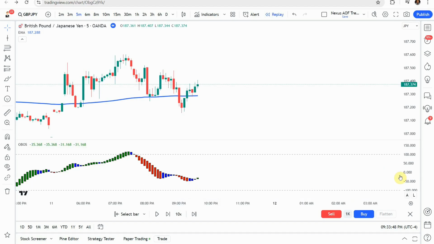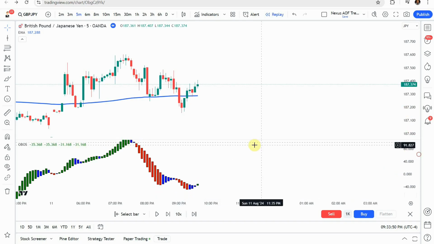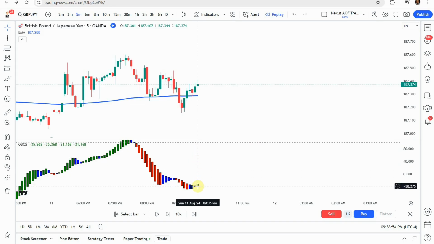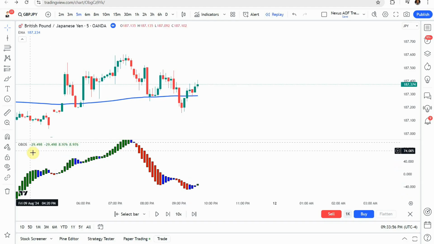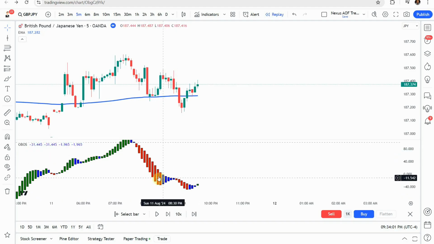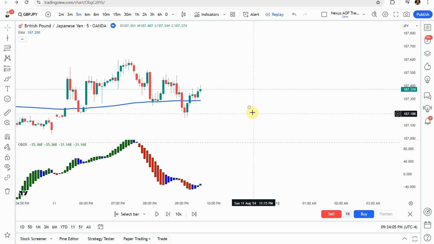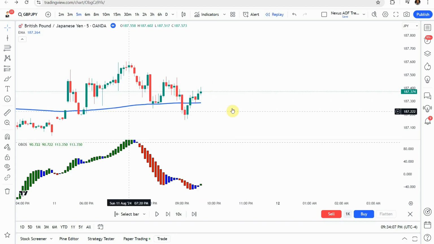Then right here, it's hard to see. Maybe if we zoom in a little bit tighter, the easiest way is to hover over this bar right here for the OBOS indicator and look at the numbers right here above my mouse. They're either going to be red, blue, or green. In this case, they're green, which means that there is a buy signal that happens right there.